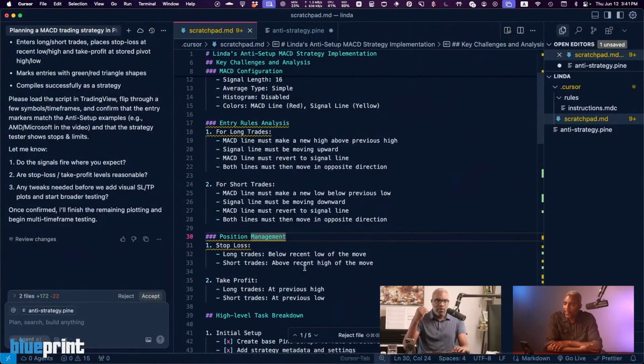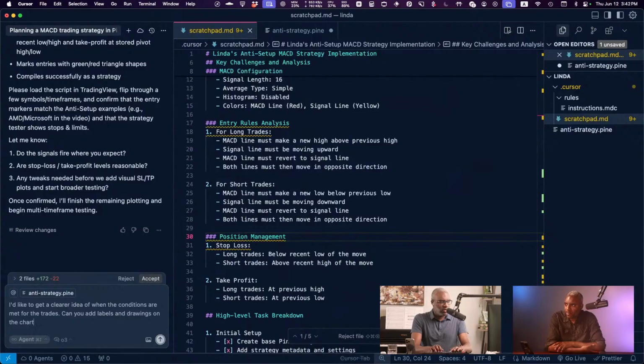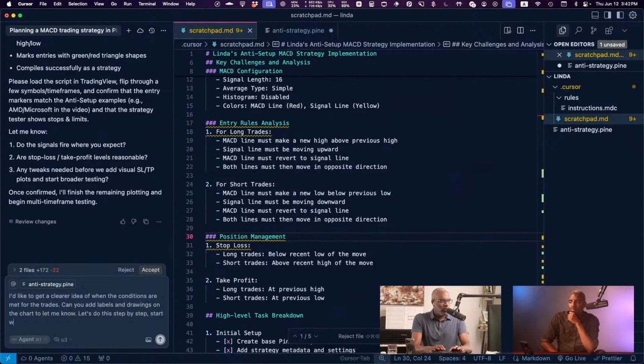I want more visualizations on the charts in order to see if the conditions are actually happening the way they need to happen. I, of course, could do this all manually without any problem whatsoever, but let's see if we can do it with AI. I'd like to get a clearer idea of when the conditions are met for the trades. Can you add labels and drawings on the chart to let me know? Let's do this step by step. So start with the MACD line must make a new high or low for shorts.